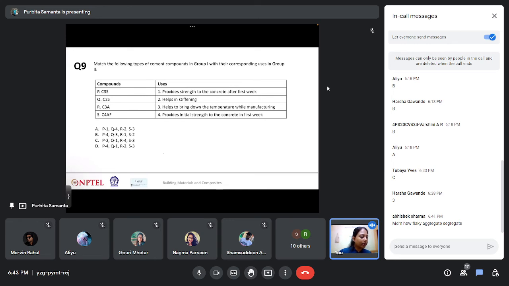And coming to our next question, which says that match the following types of cement compounds in group one. Once again, this is group one. I'll add the group one things, right? And this is group two.